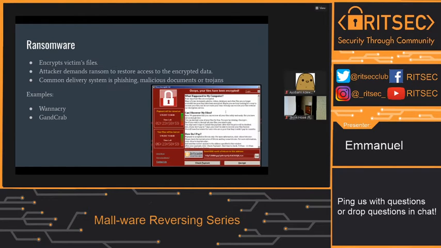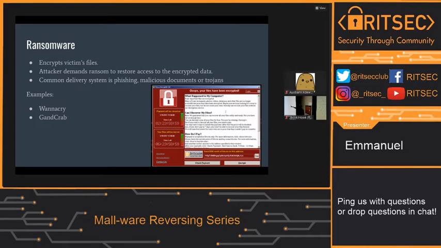Ransomware encrypts victims' files. Pretty straightforward. The attackers get money by encrypting your data and forcing you to pay to get it back. There are different ways to get this onto a victim's system. That could be phishing, malicious documents, or again, a Trojan as a first step to download more malware.